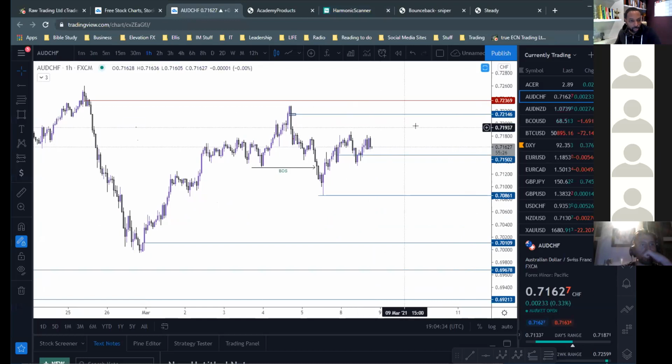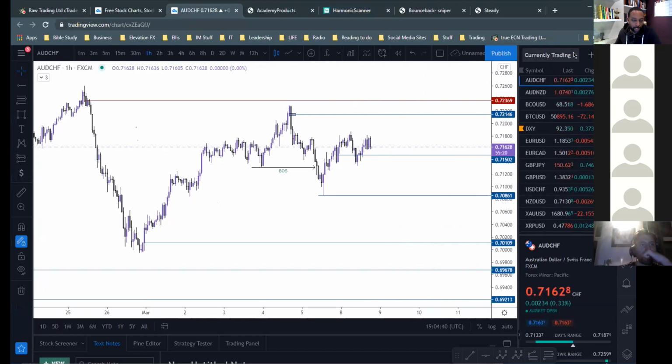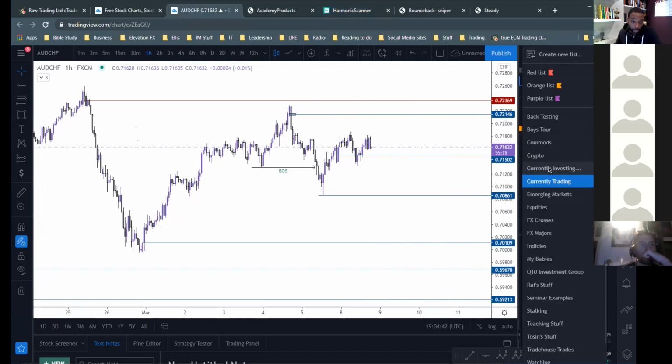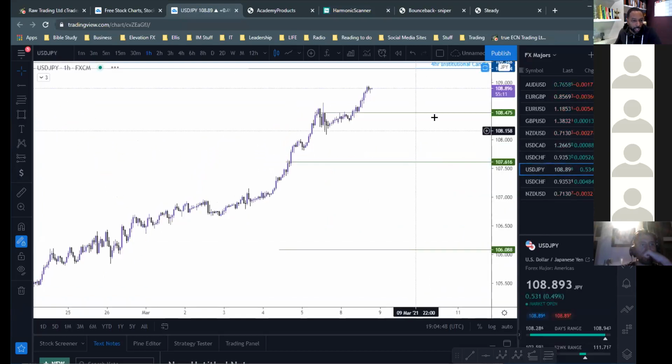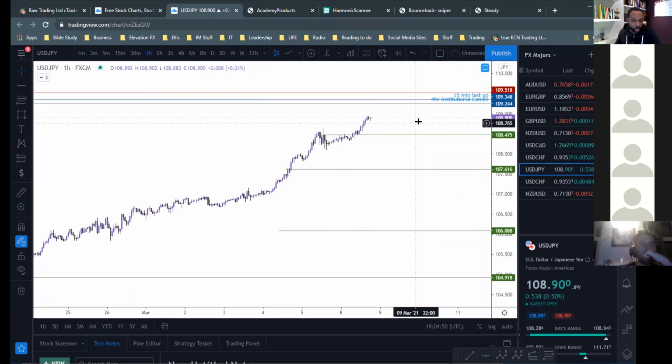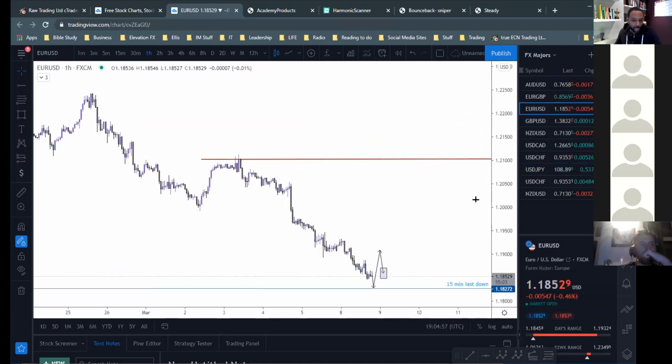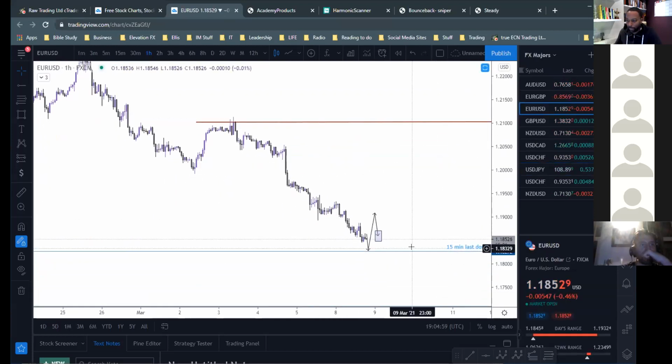We looked at Aussie Swiss re-entry around 72.14. We looked at a dollar yen entry. This could be a nice trade. I'm so sorry I didn't have my screen sharing there. We looked at a dollar yen entry, which was around 109.34 with a 15 pip stop. And we said in euro dollar, just keep your eyes on 118.25 to see if you get a bounce off there.